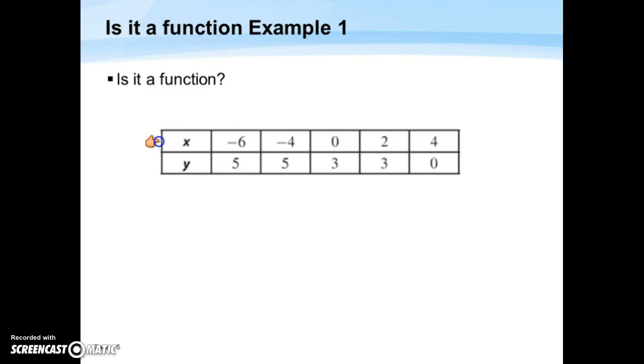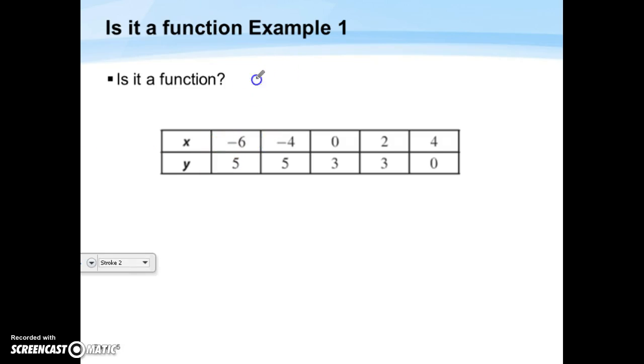If you're given a table, you want to look at the x values. Look to see that they're all different. Okay, so we have -6, -4, 0, 2, and 4. These are all different and they're all matched up with only one y value. Again, these two can be the same because the x value is different. That's okay. But each x value is only matched with 1.